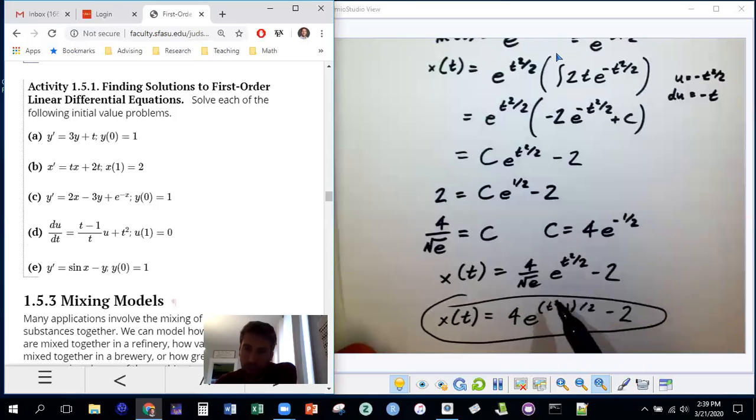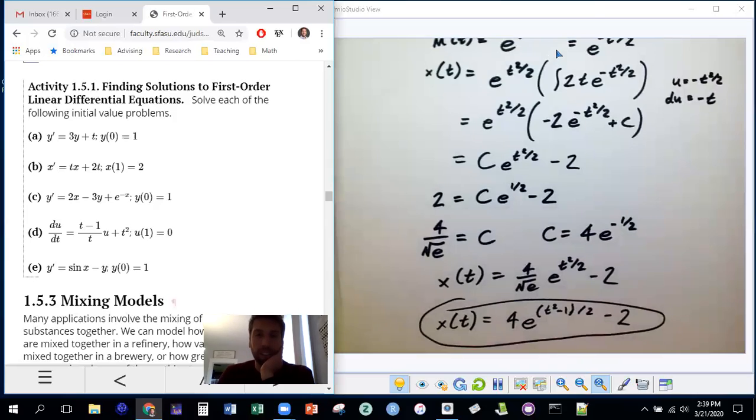So both of these answers are correct. This one, in my mind, looks nicer, but they're both correct. All right, that is the end of that activity.